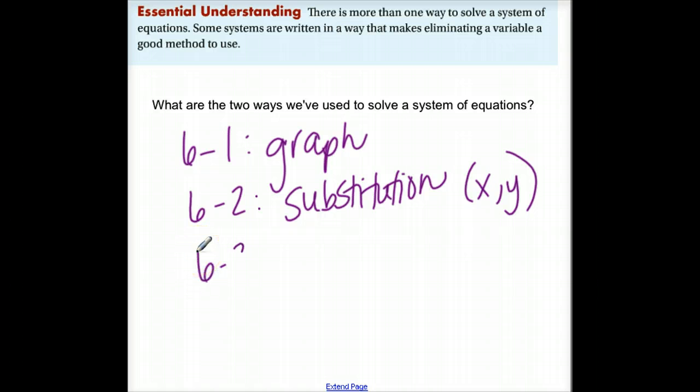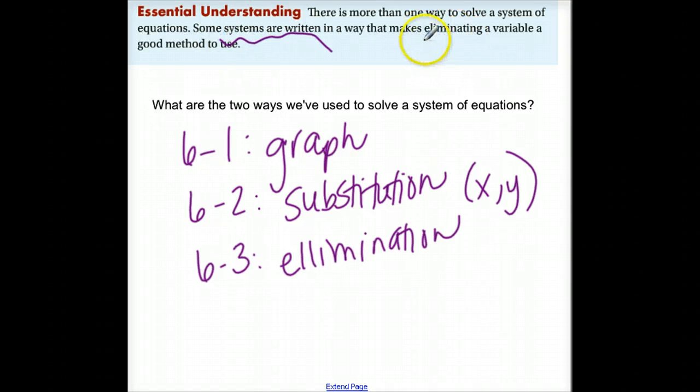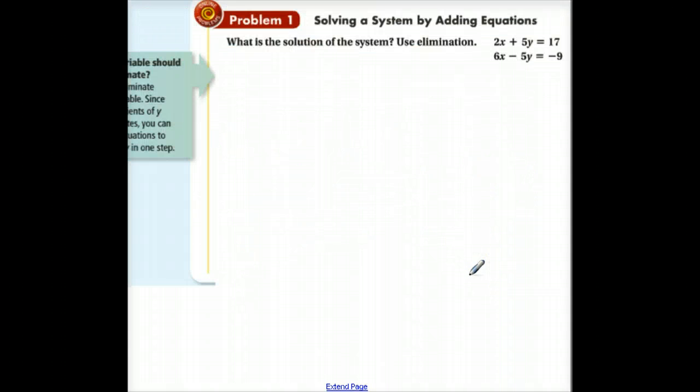Then, in this lesson, we're learning something new. It's called elimination. Sometimes, the way that systems are written, it makes eliminating a variable a good method to use. You might pick graphing, substituting, or eliminating. Once you know all three, it's up to you which one you want to choose. So here we go with elimination.